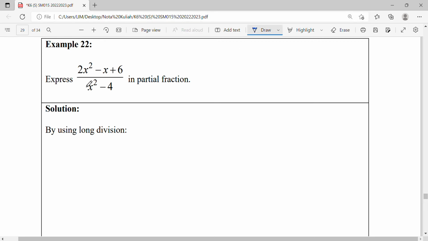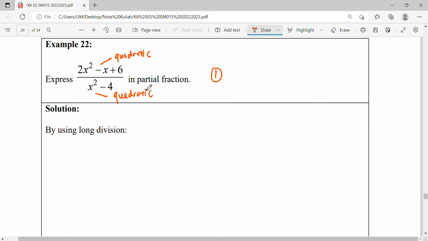Express the fraction into the partial fraction. So for the first step, we're going to check whether it is proper or not. For here, this is quadratic, and then the denominator is also quadratic.